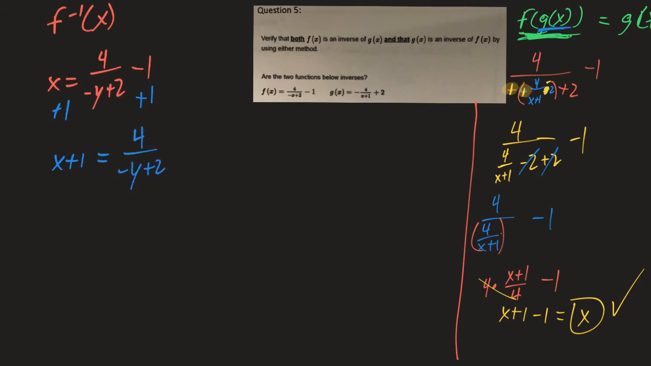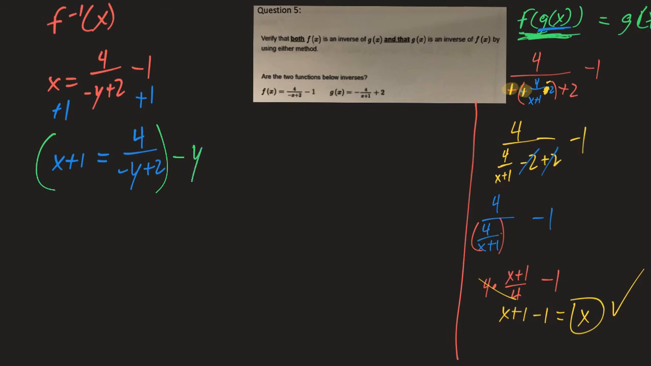So the first step for finding the inverse, we're going to switch our x's and y's. So we're looking for f inverse of x, okay? And we've got this right now. X equals 4 over negative y plus 2 minus 1. And let's just start moving stuff over until we've got that y by itself. So I'm going to start with the plus 1. X plus 1 equals 4 over negative y plus 2. And we can multiply our denominator to the other side.